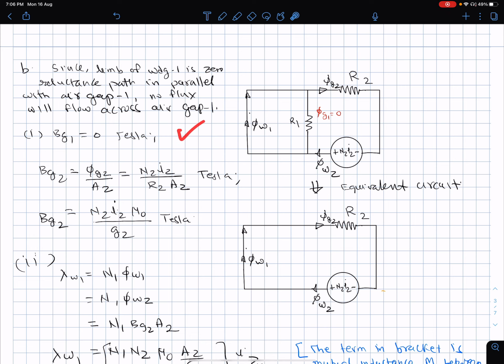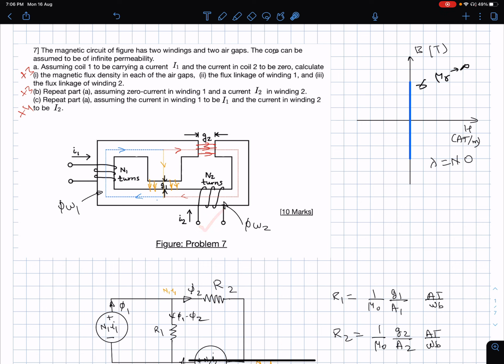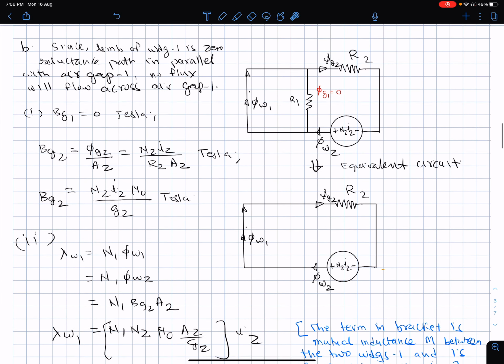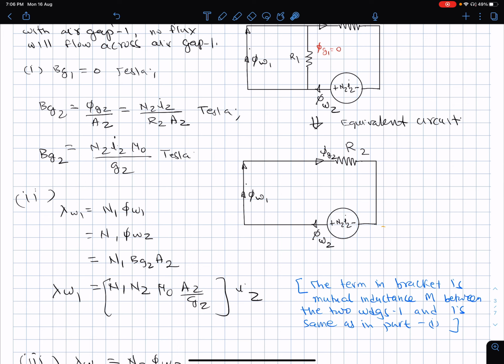So what is BG1? BG1 is going to be 0. Geometrically, if you look at this figure, when I excite this current, and this is an infinite path like this, it will just go and settle like this. There is no reason why it should come like this. That's what we are saying. So BG1 is 0 Tesla. BG2 will be phi G2 by A2, which is N2 I2 by R2 divided by A2, which if you simplify, you will get as N2 I2 mu 0 by G2. So you got BG2, that's part 1.